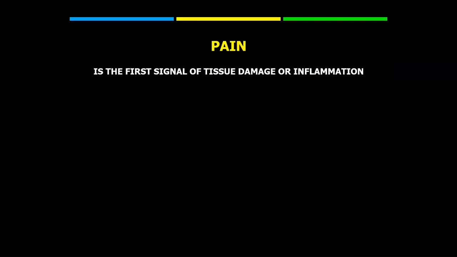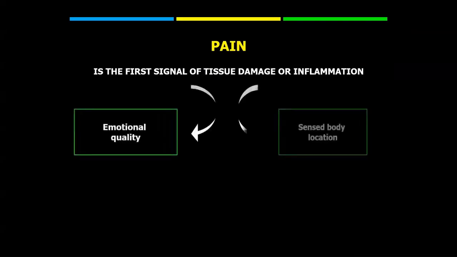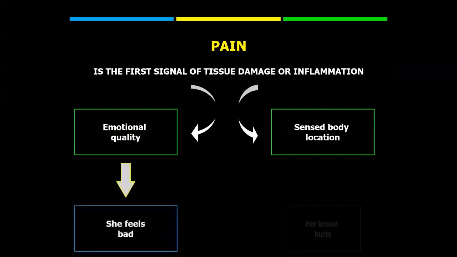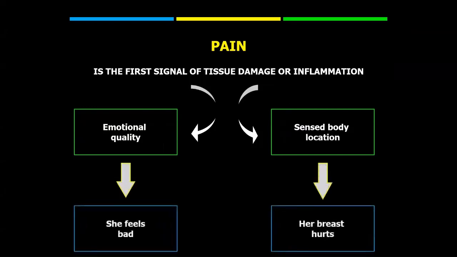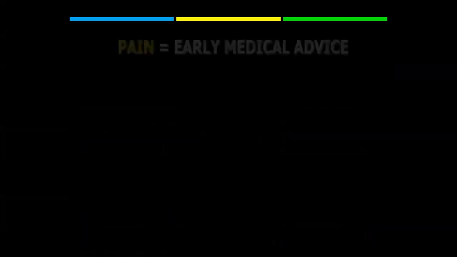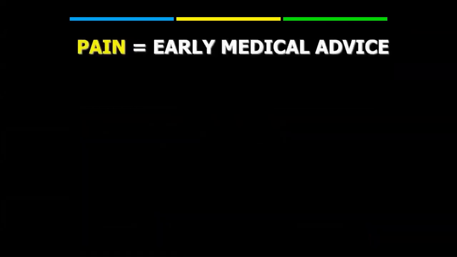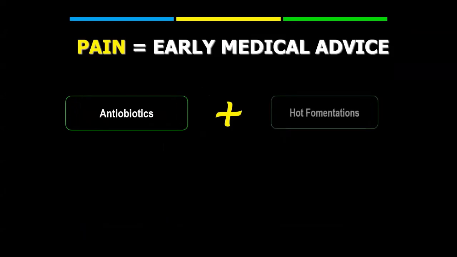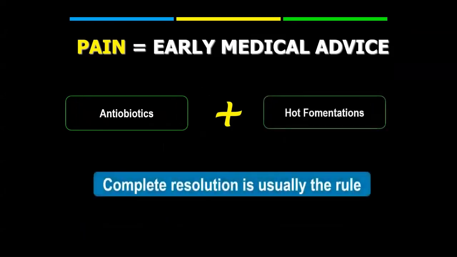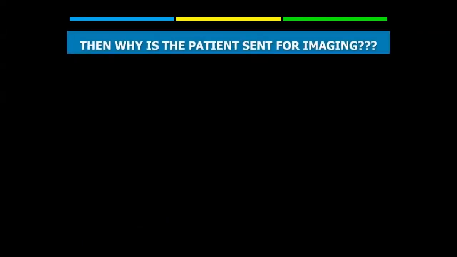Pain is usually the first signal of tissue damage or inflammation, and it usually has an emotional quality together with a sensed body location. That means that any patient presenting with mastitis will feel bad, and at the same time, her breast hurts. And it is actually because of this pain that most of the patients who complain of mastitis seek early medical advice. They are usually given a short course of antibiotics together with hot fomentation, and complete resolution is usually the rule. Then why is the patient sent for imaging?